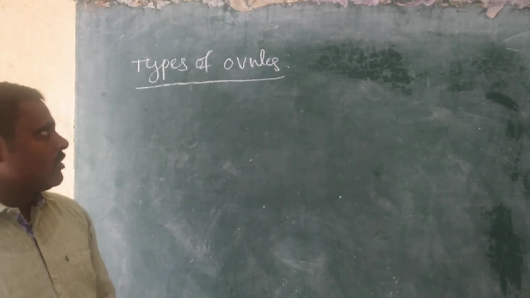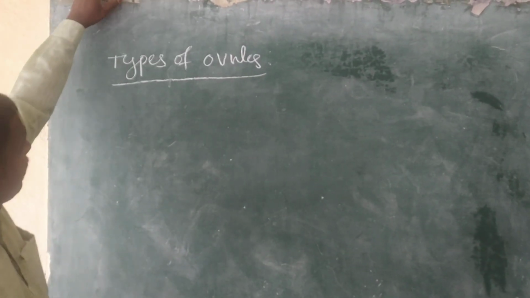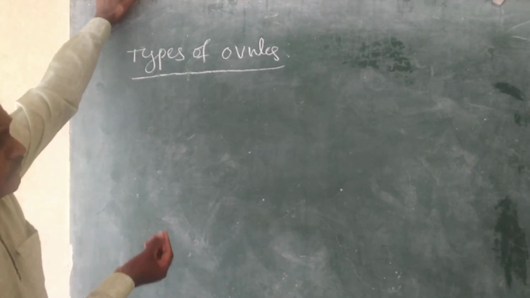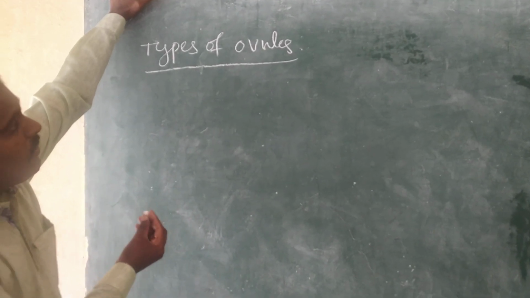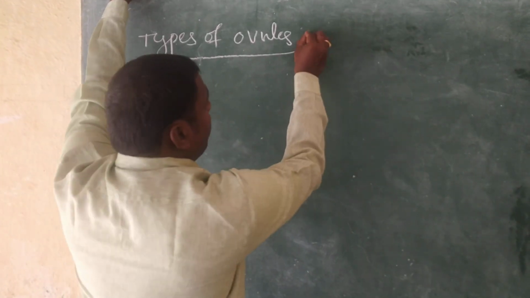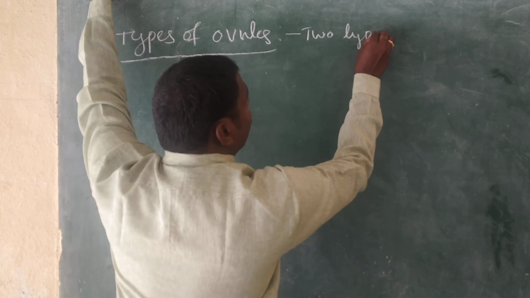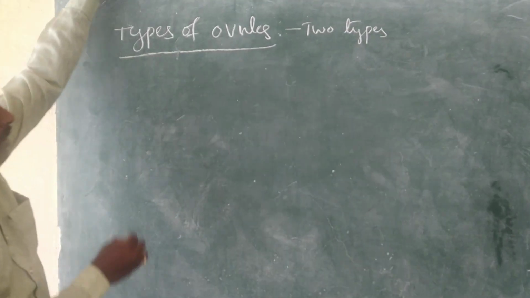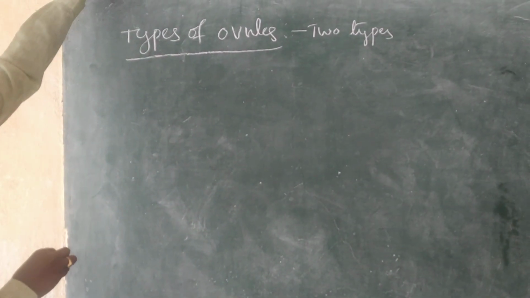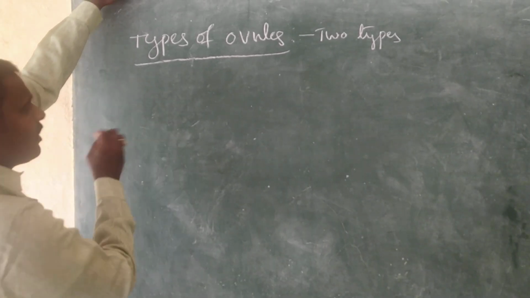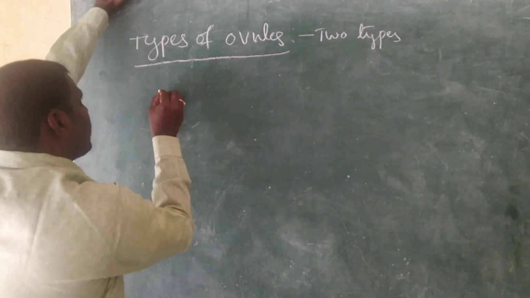Now types of ovules. Based on the amount of nucellus, there are two types of ovules. How many types of ovules? Two types. Based on which criteria? Based on the amount of nucellus. The first one is tenuinucellate.